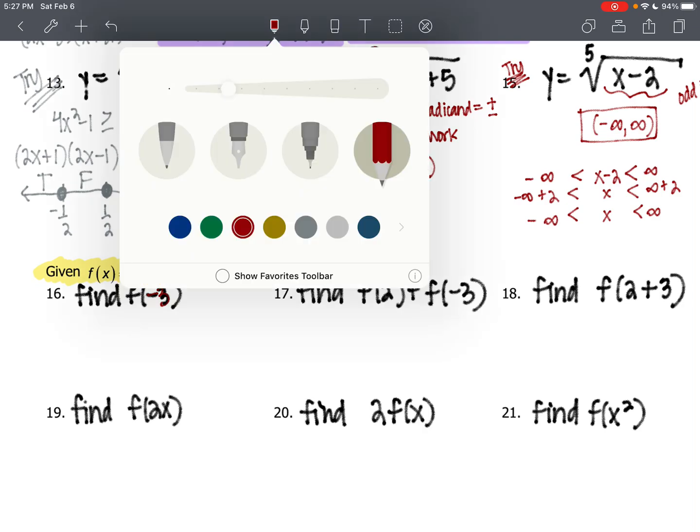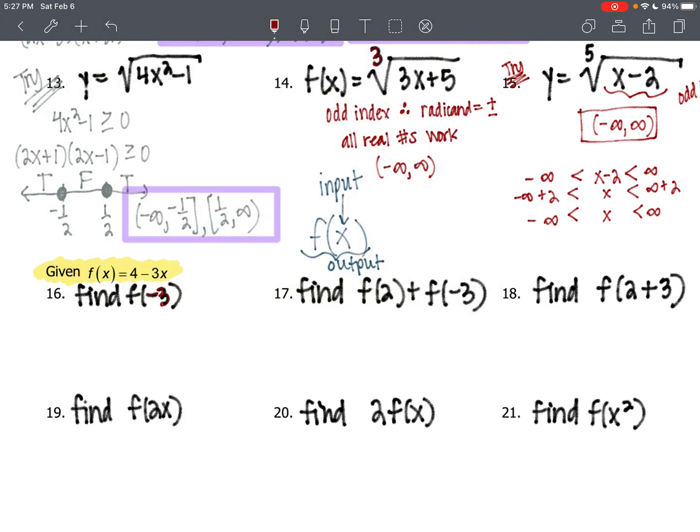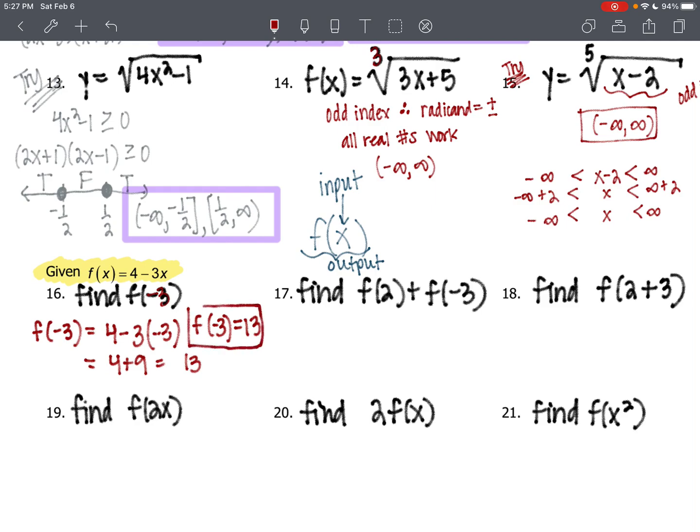So we're going to rewrite, instead of 4 minus 3x, 4 minus 3 times negative 3. We just put that negative 3 in its place. And that gives us 4 plus 9, which is 13. So f of negative 3 is equal to 13. Meaning, when you put a negative 3 into your function, you're going to get out a value of 13.